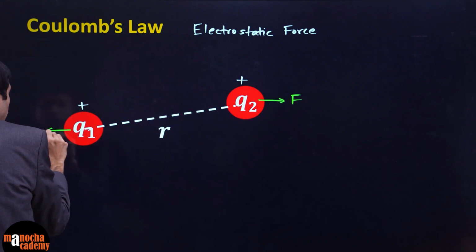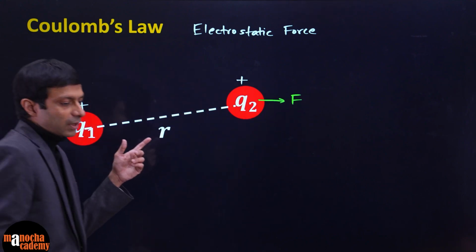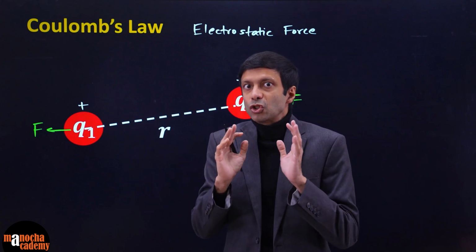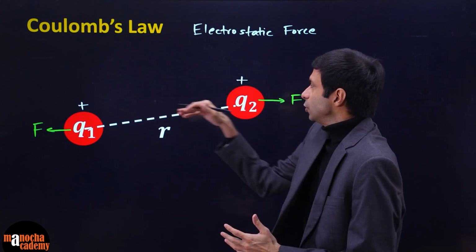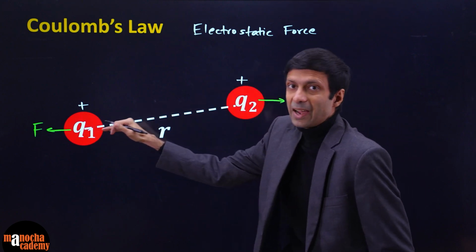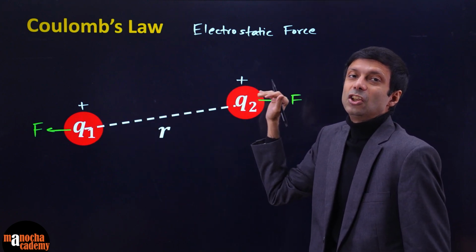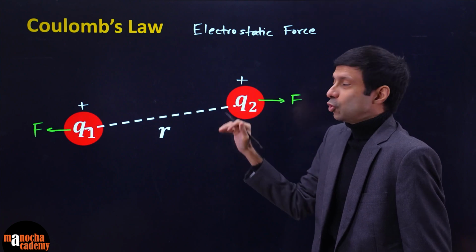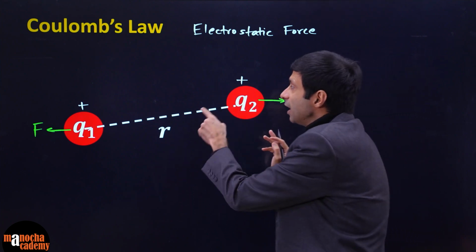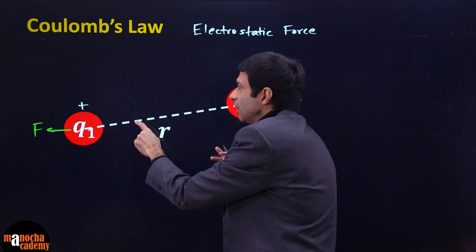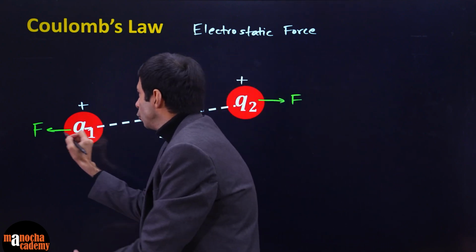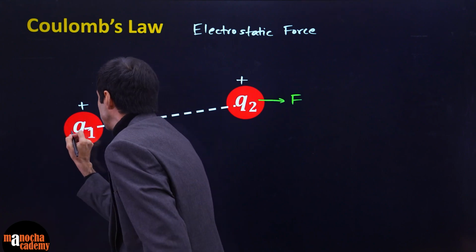So should I mark the force like this, away from the charges? But there is one mistake here, because Coulomb's law says that the force is not in any random direction. It is along the line joining the two charges. Okay. So because the two charges are positive, there's going to be a repulsive force, so it's going to be away, but it is along this line. So along the line joining the centers of the two charges, I should draw the force in this direction.